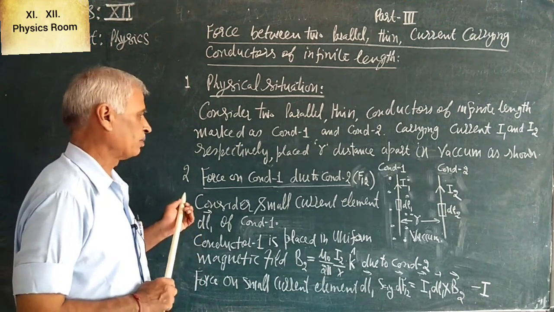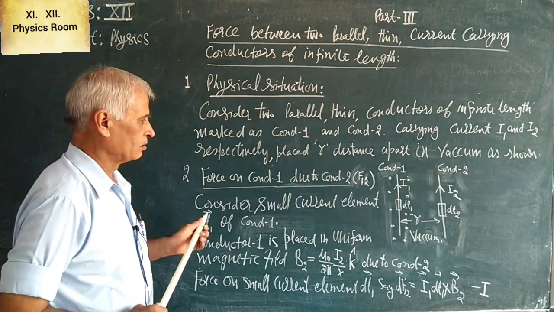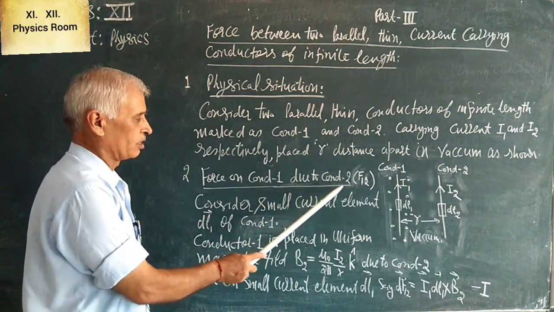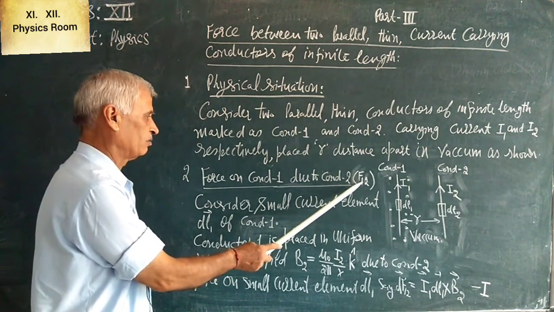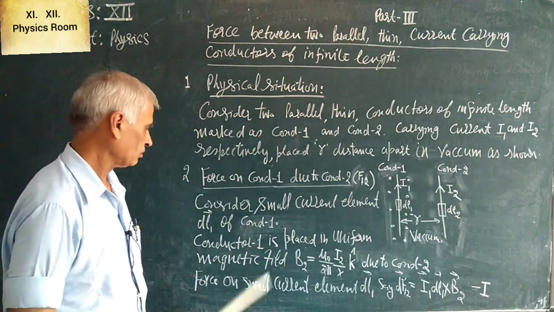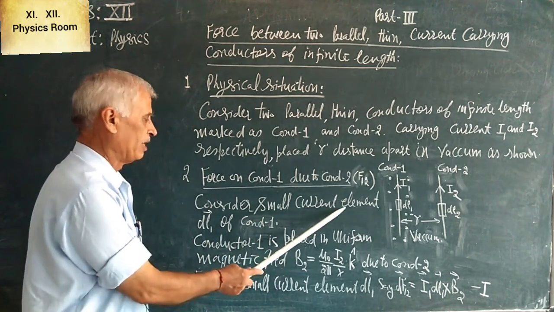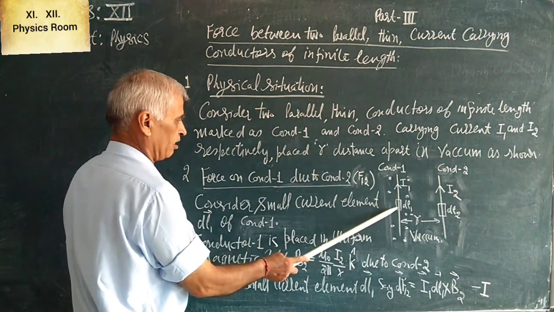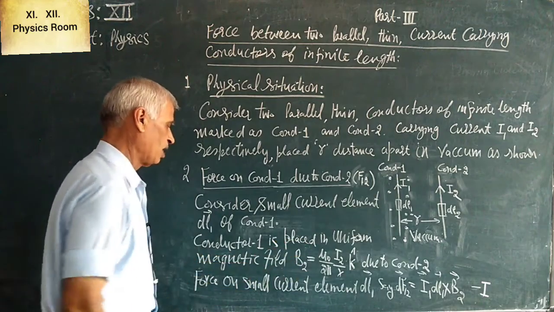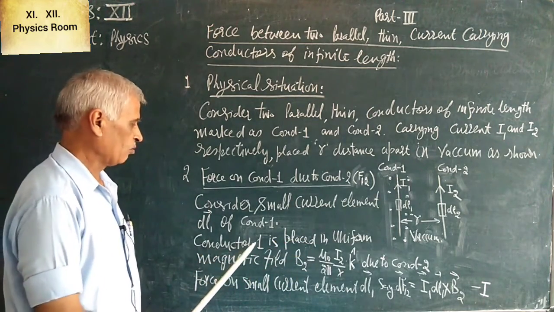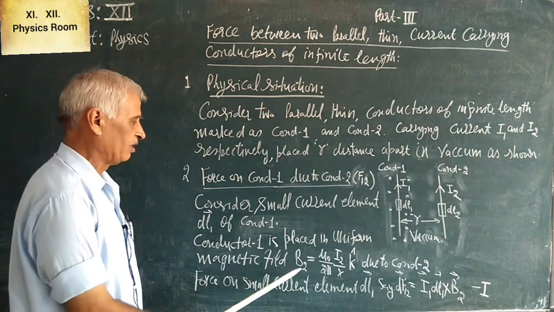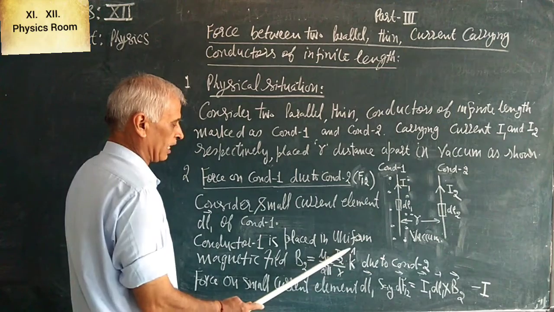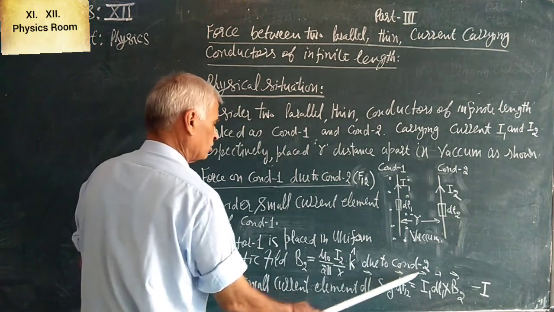Now in the second step, we proceed for the force on conductor 1 due to conductor 2. We mark it as F12. Consider small current element dl1 of conductor 1. Now conductor 1 is placed in uniform magnetic field B2 equal to mu 0 by 2 pi I2 by r k cap due to conductor 2.